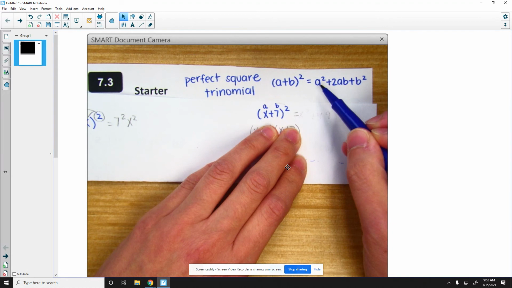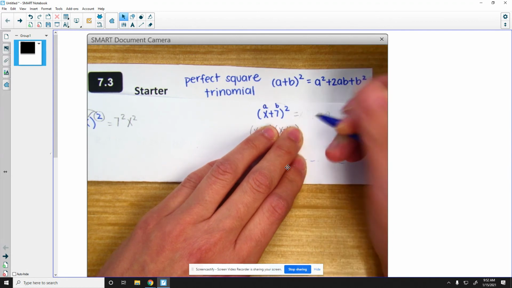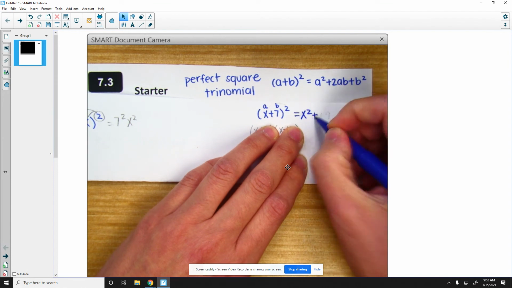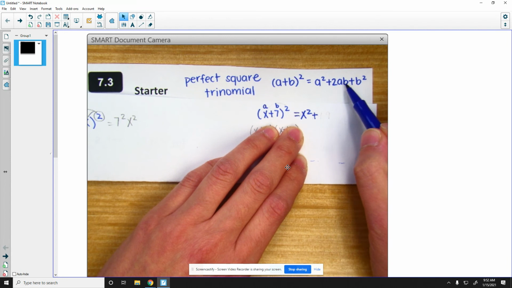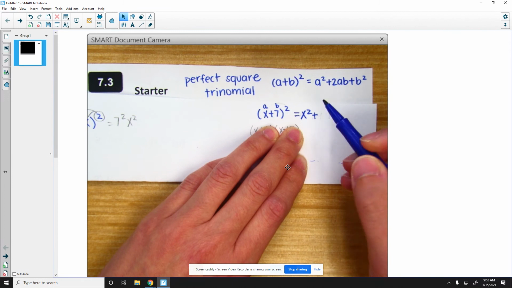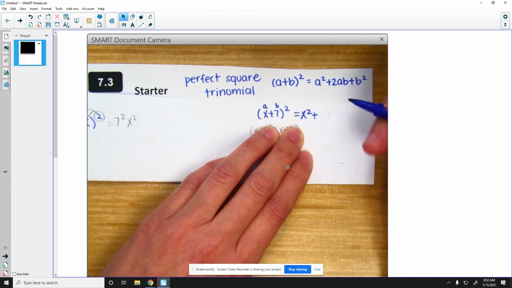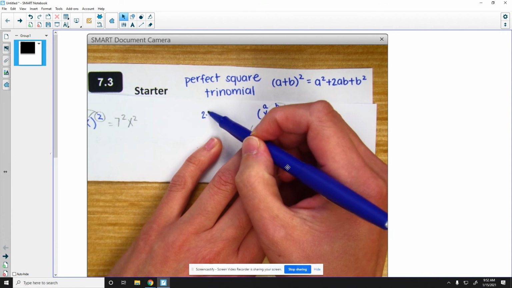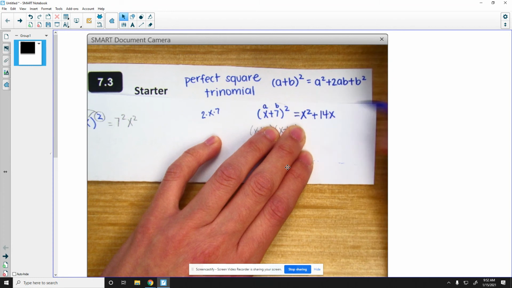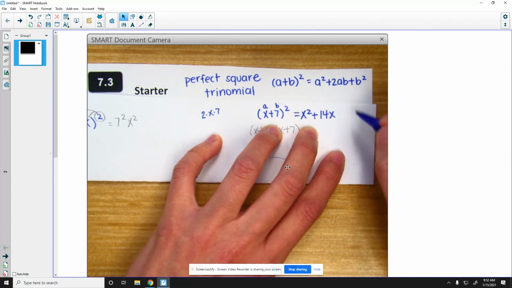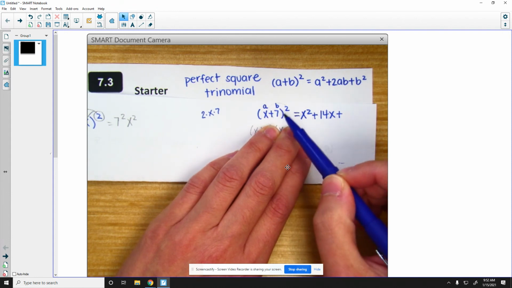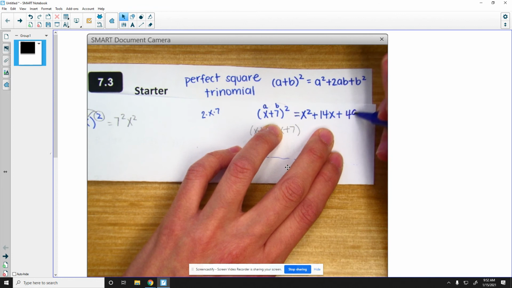So my first answer is going to be A squared. So A is X. So my answer would be X squared. And then I would have a plus. Now my next is 2 times A times B. So isn't that 2 times X times 7? So what's 2 times X times 7? 14x, right? So plus 14x. And then the last part of my answer is plus b squared. So what thing here is b? 7. So 7 squared is 49. So boom, there's my answer.